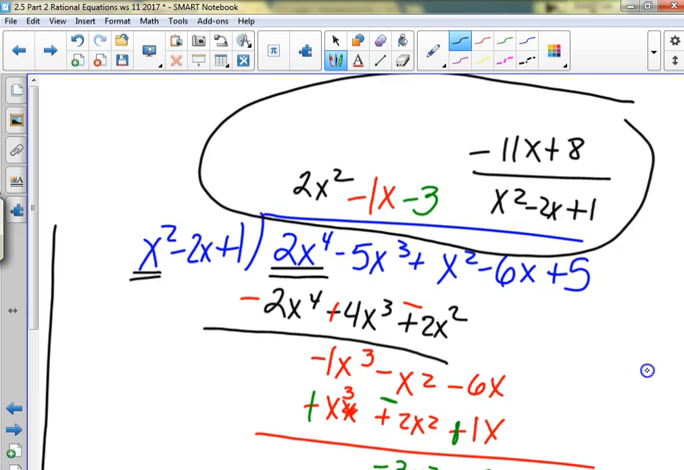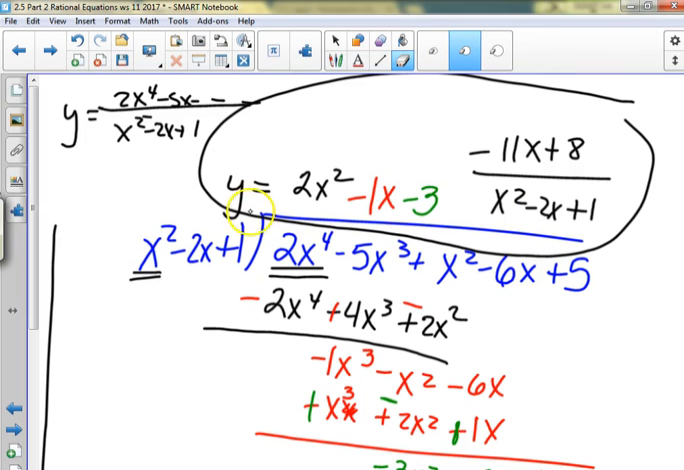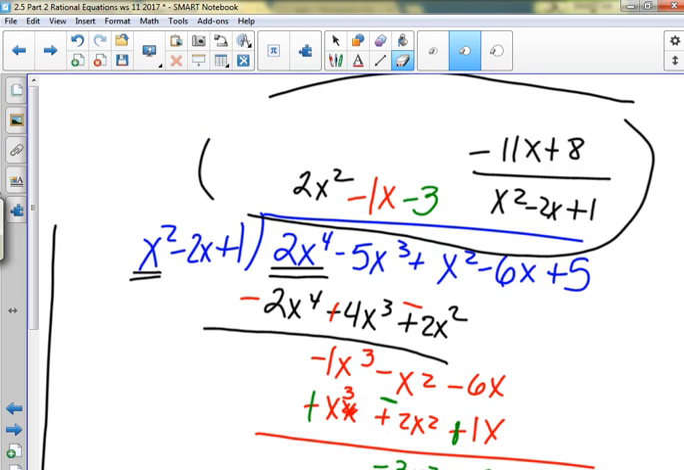Answer. Okay, if it was looking for an end behavior, if it had started out as 2x to the fourth minus 5x squared, and so on, all divided by x squared minus 2x plus 1, and so on, the end behavior would have just been this, right? We get to throw the remainder away. All right, but it didn't, so I'm going to get rid of that.